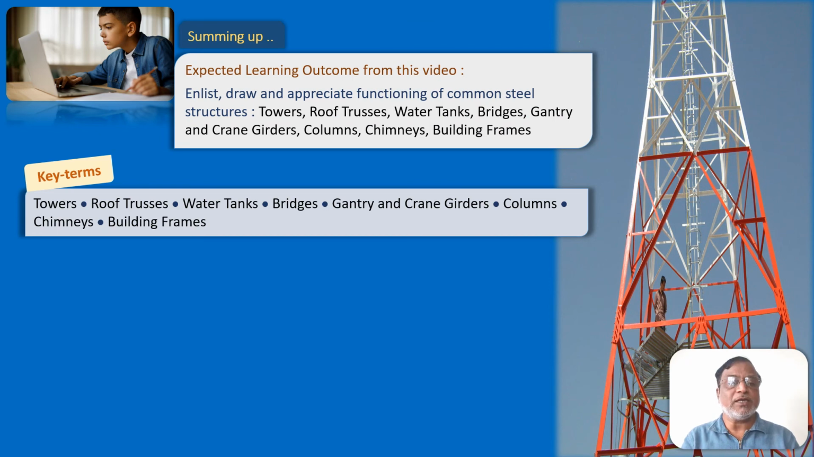And now we come to the last slide of the presentation, summing up. Friends, we started with expecting a learning outcome from this video as to enlist, draw and appreciate 6 types of common steel structures. We also came across so many key terms and keywords. So it is expected that you can answer the questions in the video, and also you can enlist, draw and appreciate the functioning of these 6 common steel structures. If that is achieved, we can say that the learning outcome of this video has been attained.